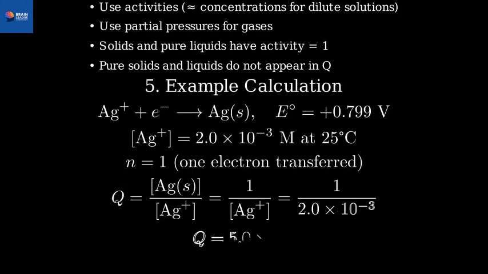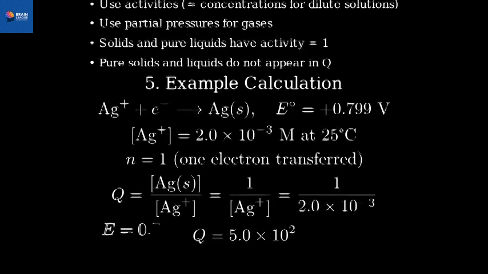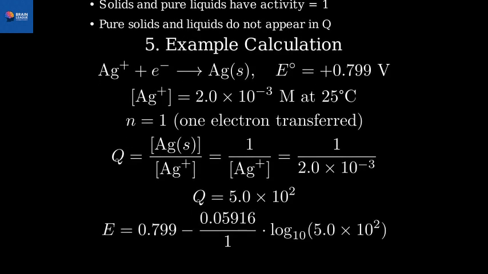Next, we calculate Q. Since solid silver has an activity of 1, Q equals 1 divided by the concentration of silver ion, which is 1 divided by 2.0 times 10 to the negative 3, giving us 5.0 times 10 to the 2. Now we can plug these values into the simplified Nernst equation. E equals 0.799 volts minus 0.05916 volts times the log base 10 of 5.0 times 10 to the 2.